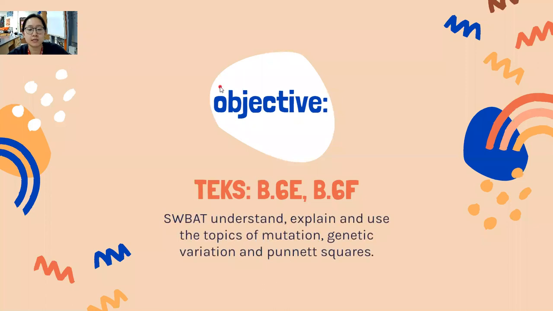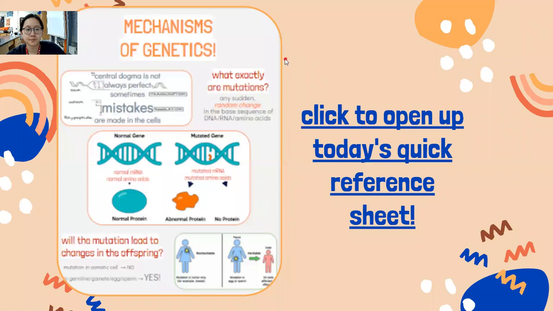So our objective is that you will be able to understand, explain, and use the topics of mutation, genetic variation, and Punnett squares in the context of just normal explanation also in your test. So if you need to, you're going to go ahead and open up today's reference sheet, which is the cheat sheet that I've attached at the bottom.